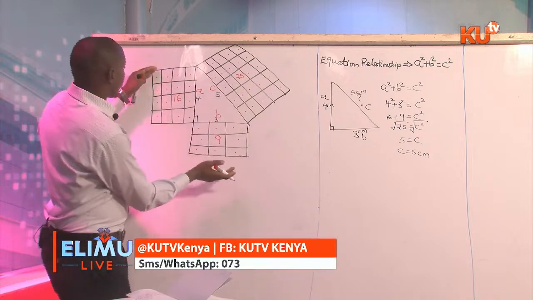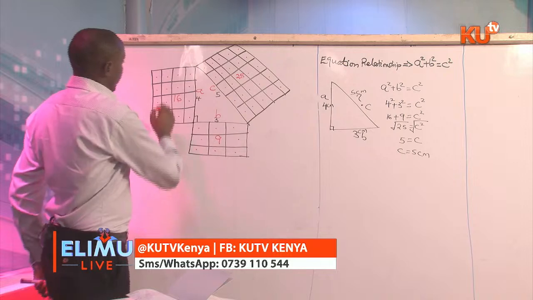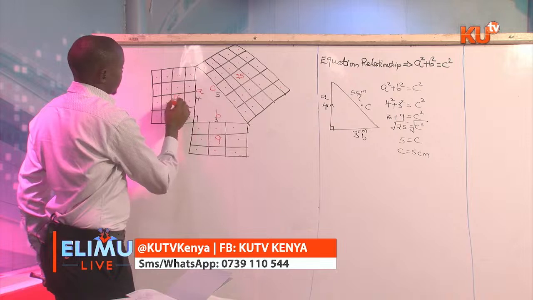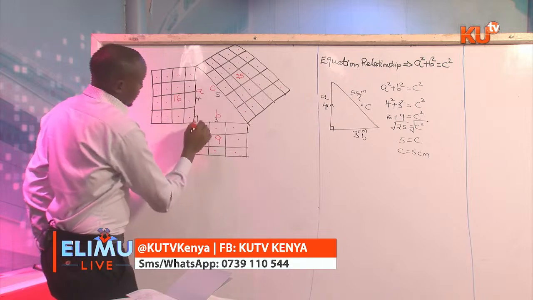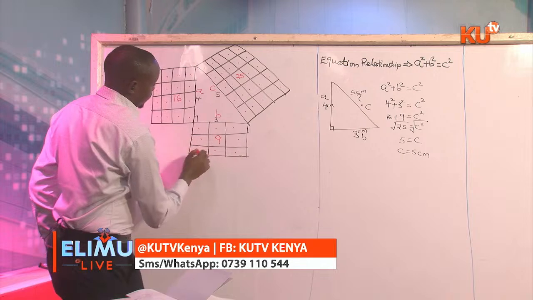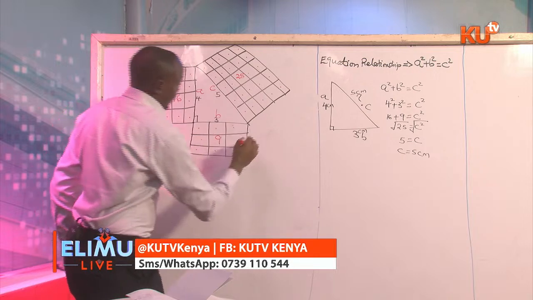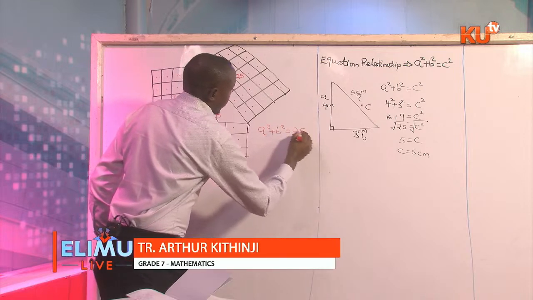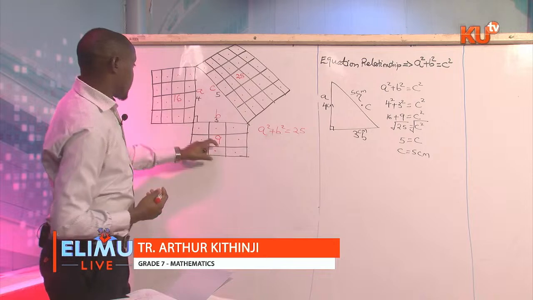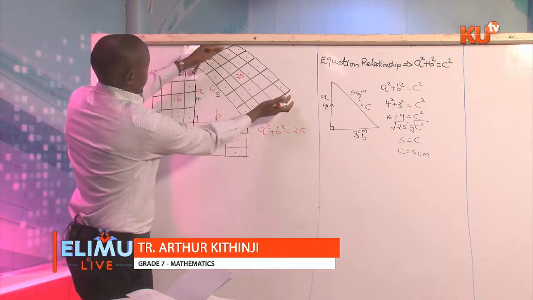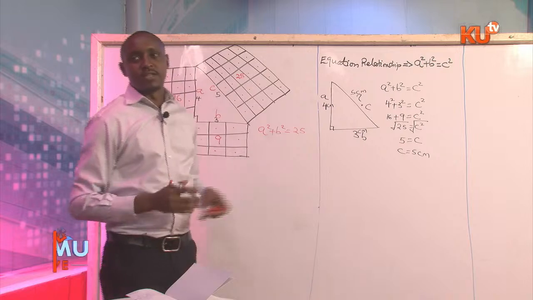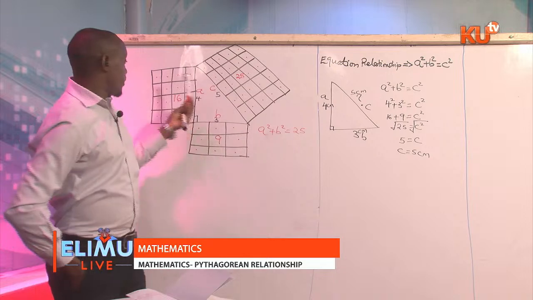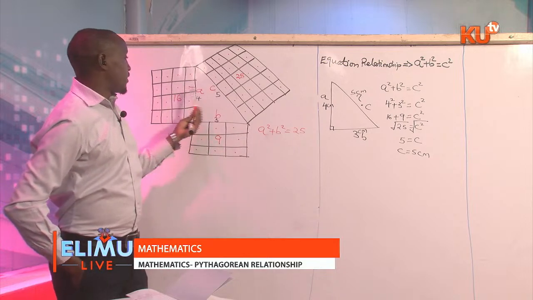Let's count the total number of squares in A and B. This is 16. So 1, 2, 3, up to 16, 17, 18, up to 25. Therefore, A squared plus B squared is equal to 25. When we add 16 plus 9, we get 25, which is the square of 5. And that is the relationship that we are calling the Pythagorean relationship between the three sides of a right-angled triangle.